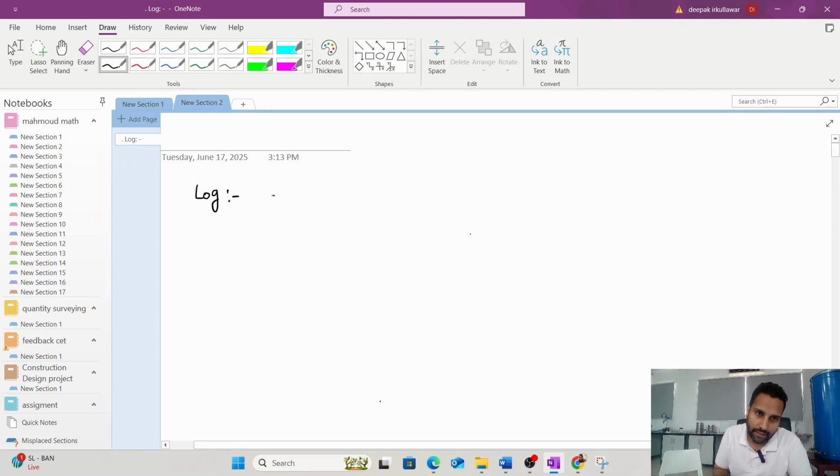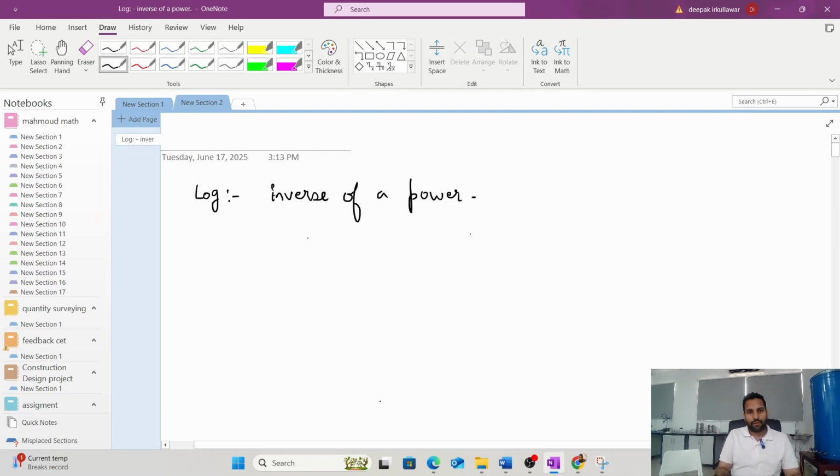First I will write it down. They are nothing but the inverse of a power. For example, if you have a to the power of x is equal to b, then you can write x is equal to log a b. This is nothing but your logarithm.